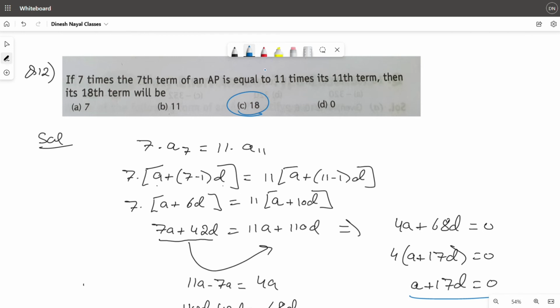So question 12, D part is correct. Sorry for this. Answer D is correct.